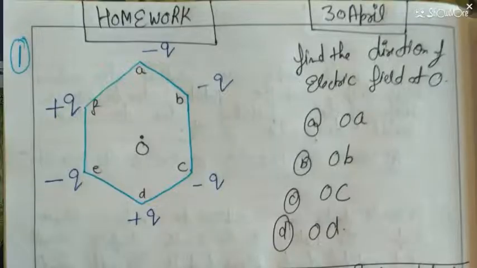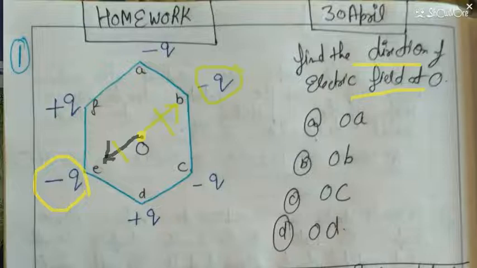Question number 1 is: find the direction of electric field at O. O point is here and I have to find the direction of electric field. Due to this negative charge, the electric field will be in this direction at O, and due to this negative charge, the electric field will be in this direction, and these two are equal in magnitude, that's why they get cancelled.